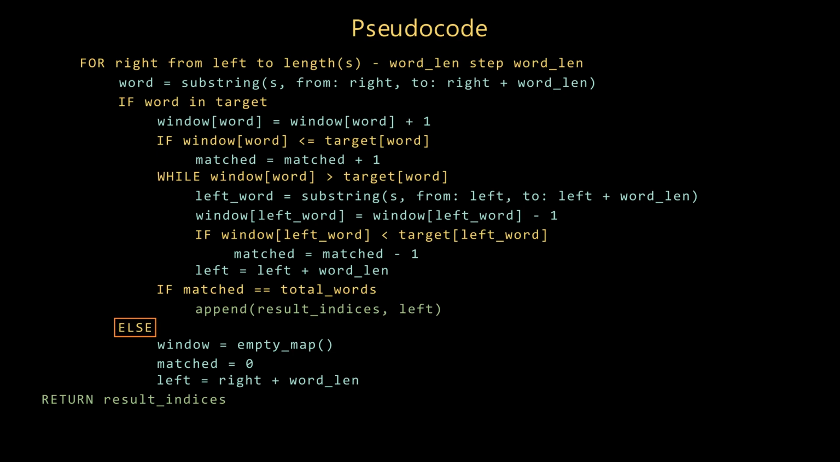Otherwise the chunk is an alien word. Wipe the window map. Reset match to 0. And jump left past the invalid chunk. Return every harvested start index.